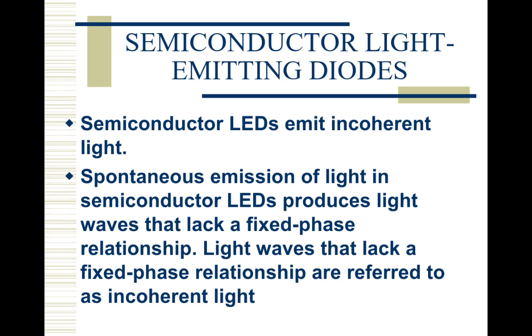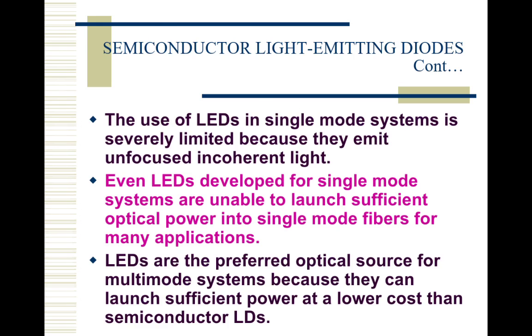Semiconductor light emitting diodes. Semiconductor LEDs emit incoherent light. Spontaneous emission of light in a semiconductor LED produces a light wave that lacks a fixed phase relationship. Light waves that lack a fixed phase relationship are referred to as incoherent light. These are some characteristics of the LEDs. The use of LEDs in a single mode system is severely limited because they emit unfocused incoherent light. So these characteristics also bring some drawbacks.